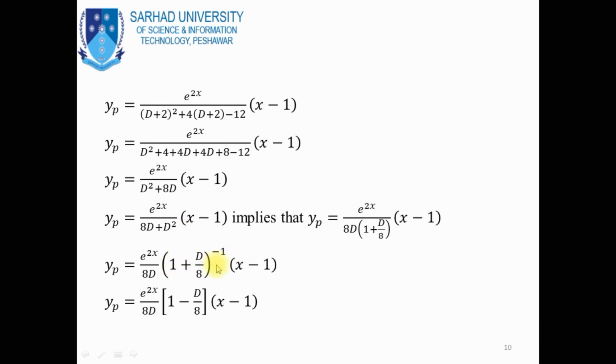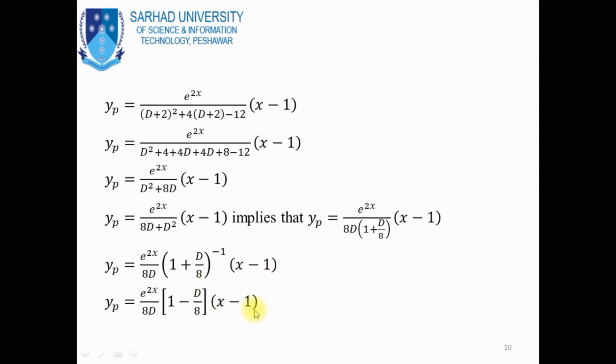And now binomial expansion, 1 plus x power n is equal to 1 plus nx plus n into n minus 1 divided by 2 factorial x square. D by 8 represents the x term in the binomial expansion of 1 plus x power n, and the n value is minus 1. Now just taking the two terms of the binomial expansion, 1 plus nx, so 1 minus d by 8 into x minus 1. We need only the first power of d, neglecting d square and the higher powers of d, because the second order derivative of this polynomial will be equal to 0. So we don't need d square and the higher powers of d.